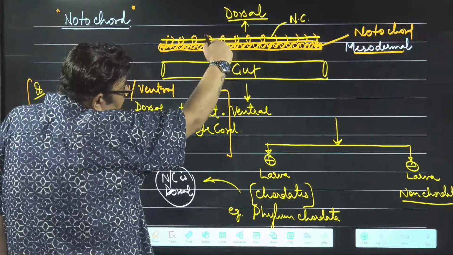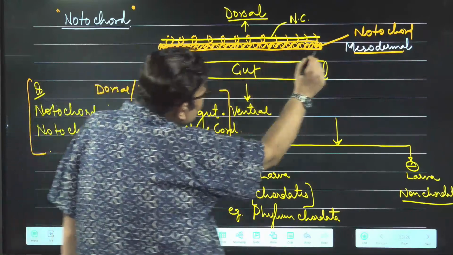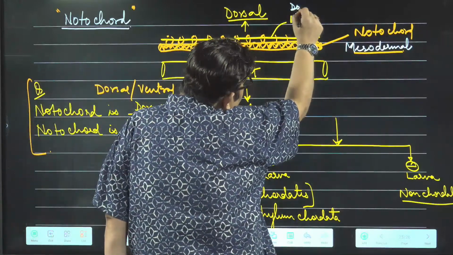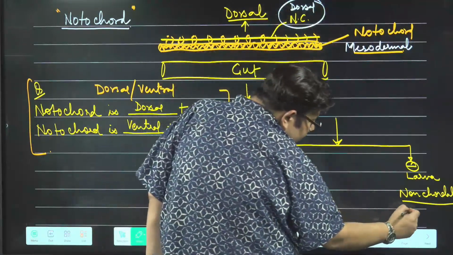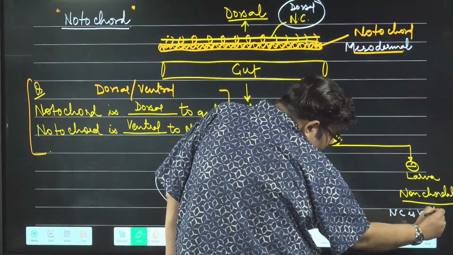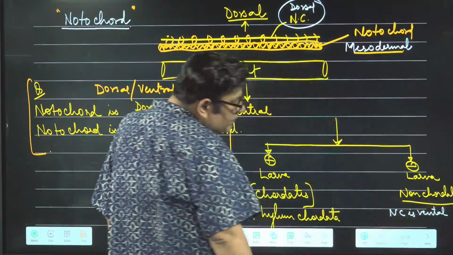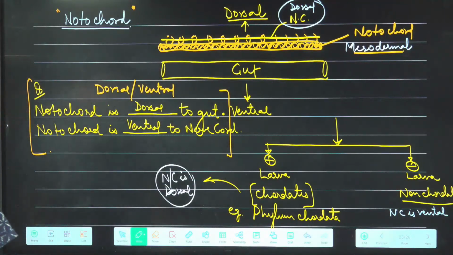It is lying ventral because here this is a nerve cord, and this is a dorsal nerve cord. Okay? So this is a dorsal nerve cord in these animals, and in all the non-chordates, the nerve cord is ventral. However, there are other features also which help us to classify them, but one which can be seen in the diagram itself is this one.